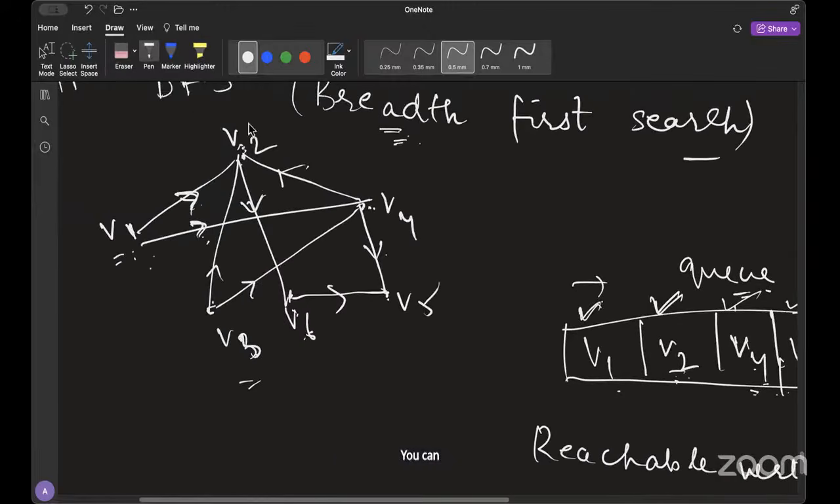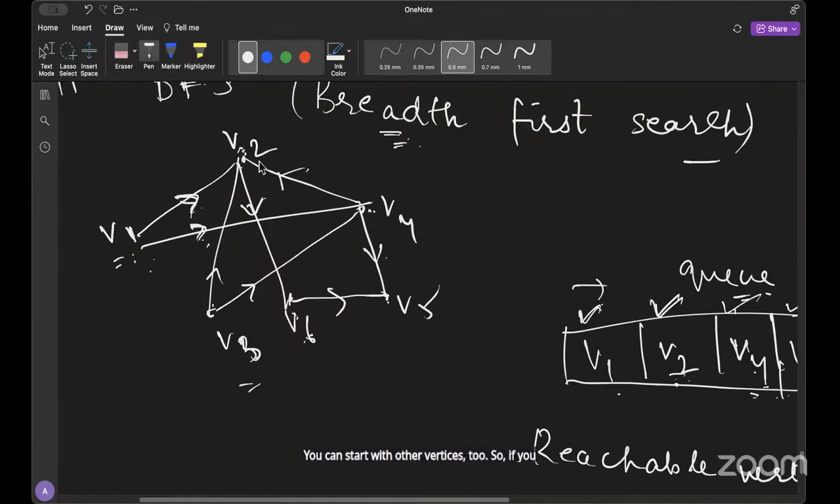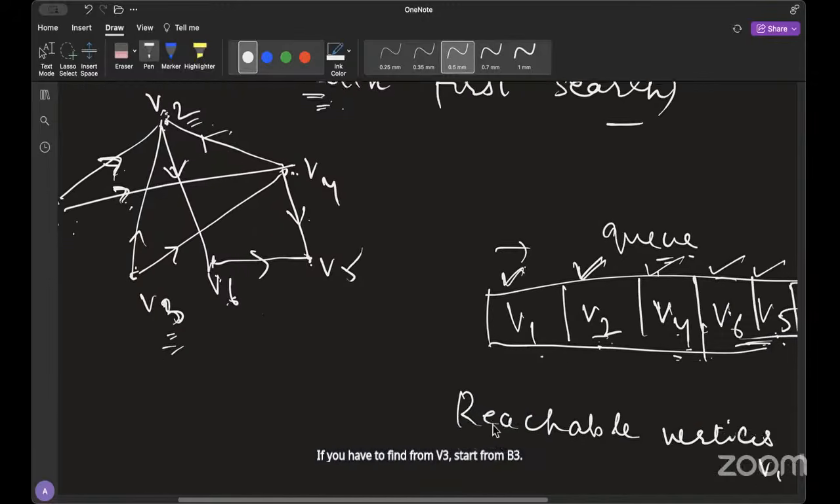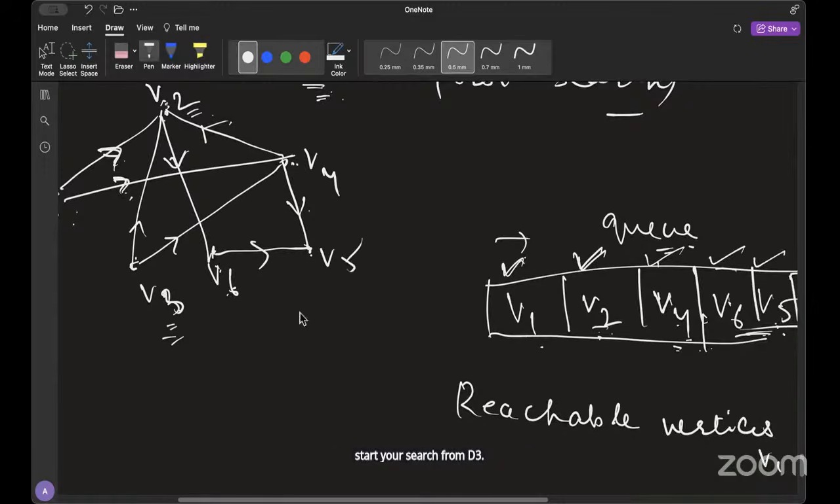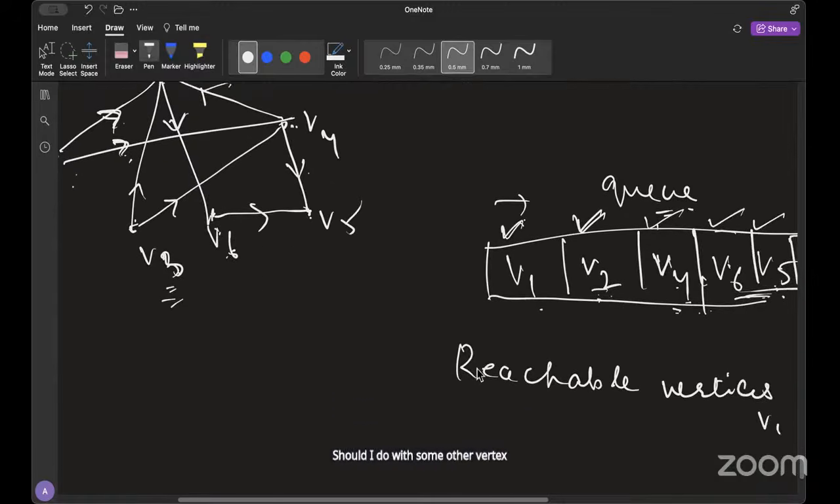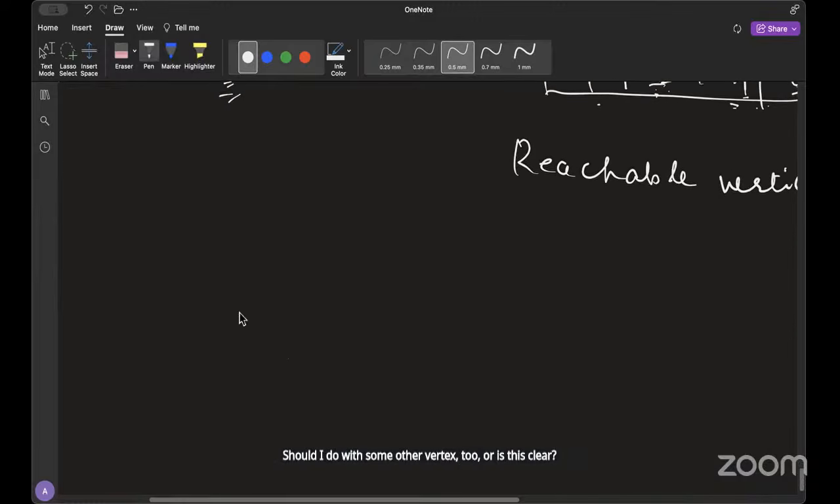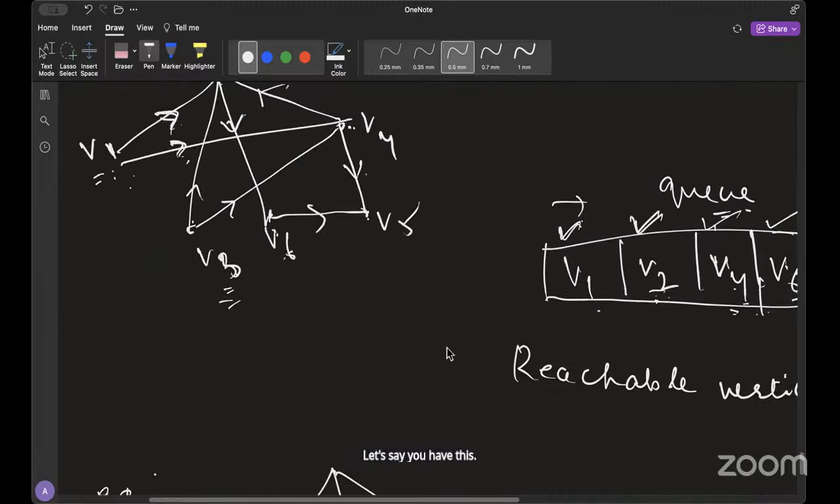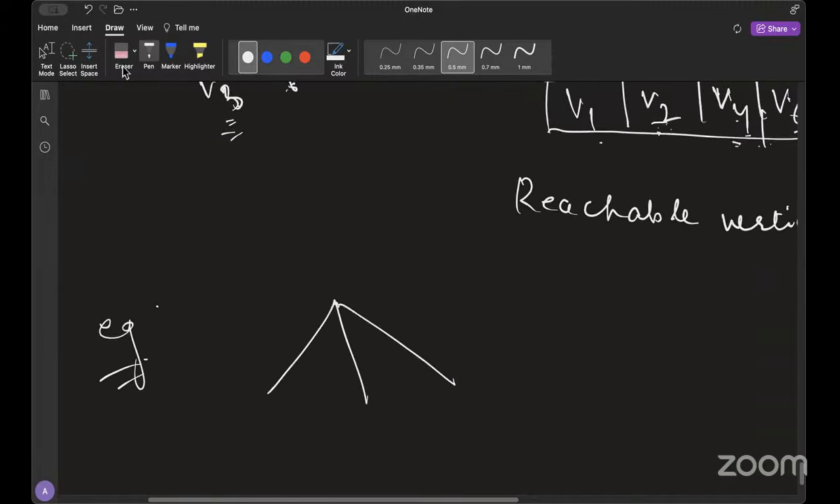You can start with other vertices too. If you have to find which vertices are reachable from V2, you start from V2. If you have to find from V3, start your search from V3. Should I do some other vertex too, or is this clear? Or let's do one more example on this. Do we need to discuss one more example or is this one enough?